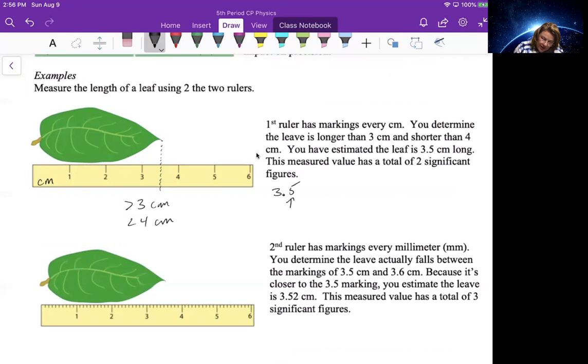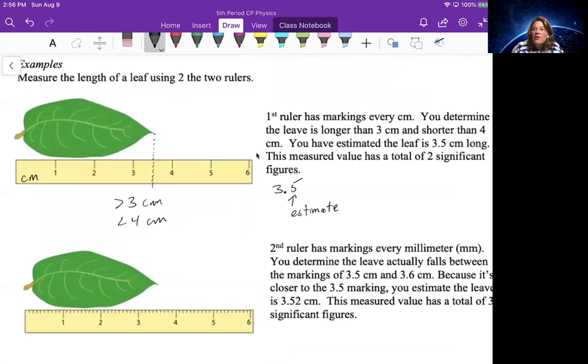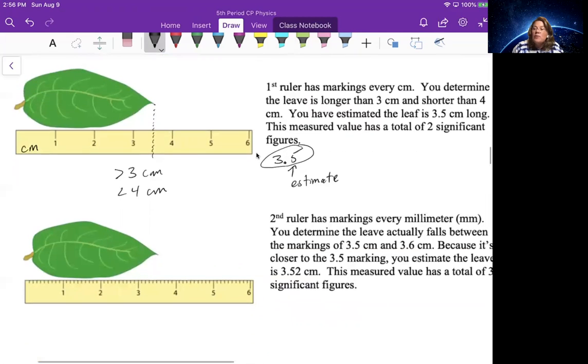Well, this value right here was an estimate. And you had to estimate that because your measurement device did not have more precise tick marks, okay? That's an estimate. And this value has 2 significant figures, okay? 3.5, and that was determined by that ruler.